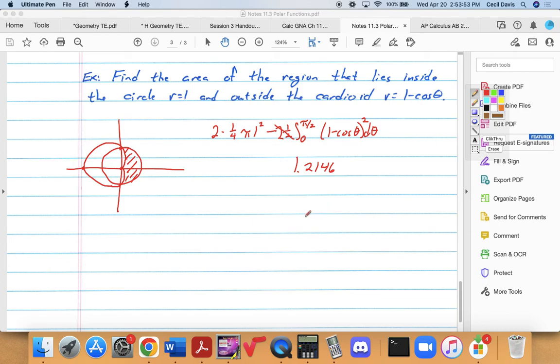Now let's think about the reasonableness of that. I've got half of a circle with a radius of 1. So that's pi over 2 minus a little. Pi over 2 is 1.57. Okay, fair enough. That seems reasonable. Doesn't necessarily mean that it's right, but at least it means it's in the ballpark.